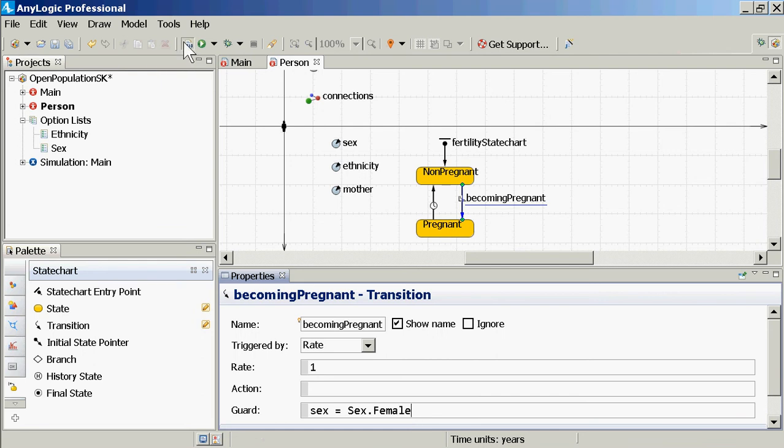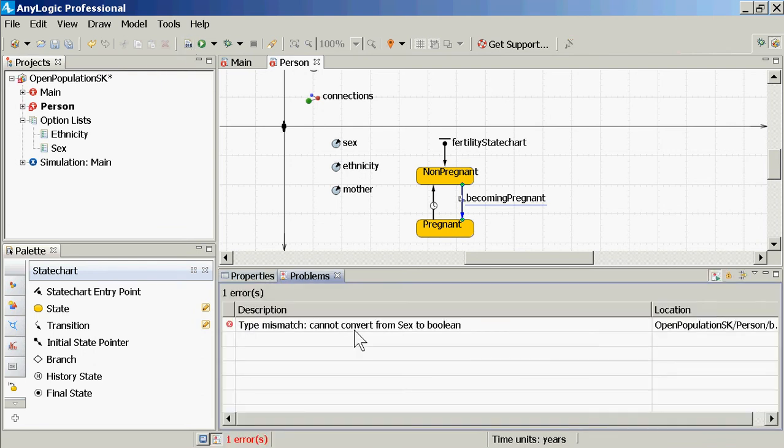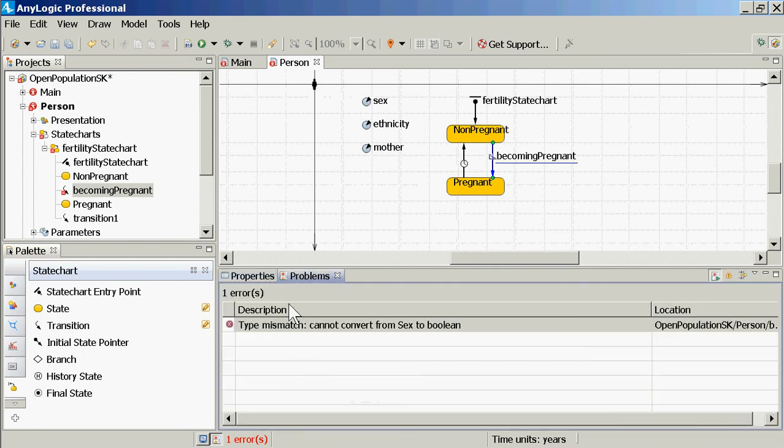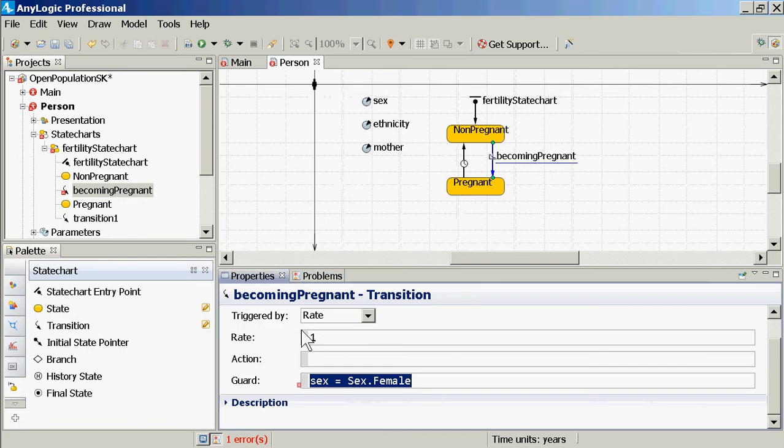Okay? Look at that. Sex. Oh, look at that. What a mistake I made. Rookie mistake. Do you see what happened? It shows me a problems window: cannot convert sex to Boolean. What mistake did I make here? We need double equals, not just single equals. This is an expression. This is saying, is it true or not? We're not assigning to sex. We're testing, is it equal to sex dot female? And so you need double equals.